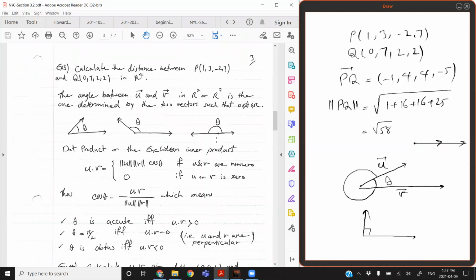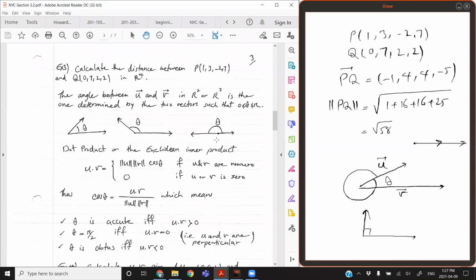So if you have two vectors so that the angle between them is either 0 or 180, in both cases, they are parallel. If the angle is 0, they're pointing towards the same direction. If the angle is 180, they're pointing to opposite directions.